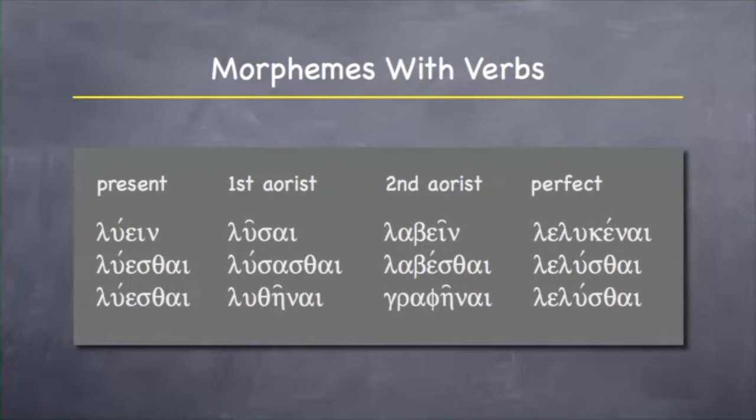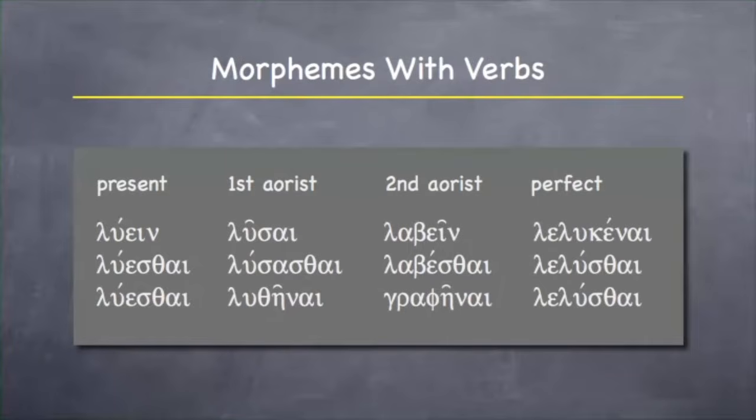Here's what they look like when you stick them onto a verb. So spend some time in the chart and just go over it and make sure it's all going to be clear. Again, you can see how the present and the second aorist are easily confusable if you haven't memorized your roots and stems accurately. But for the most part, these should be straightforward.